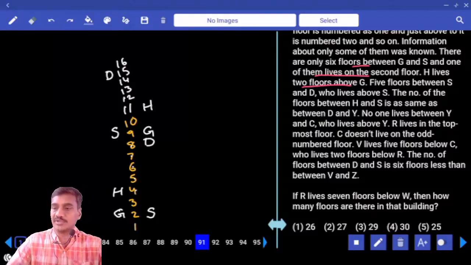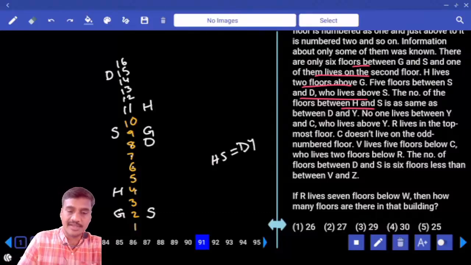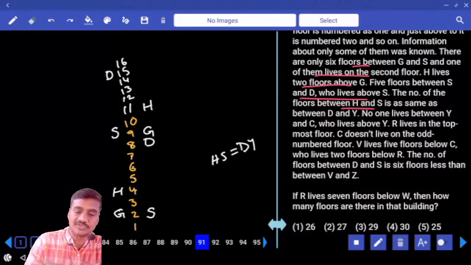And 5 floors in between S and D. D lives above S. Number of floors between H and S same as D and Y. H and S equals to D and Y అన్నాడు. And H కి S కి మధ్యలో ఇక్కడ ఎన్ని ఉన్నాయి చెప్పండి? ఫస్ట్ కేసులో there are 4. And D కి Y కి మధ్యలో 4 floors అన్నాడు.